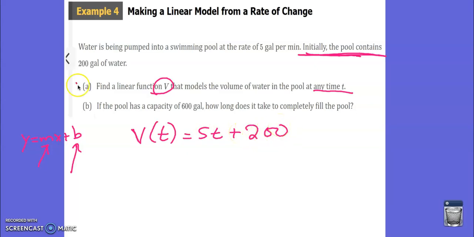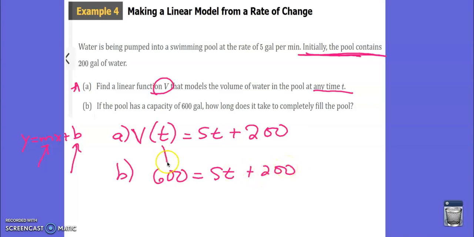So find a linear function, that is letter A. Letter B says if the pool has a capacity of 600 gallons, we basically want to know the maximum, which is 600. We want to find the amount of time it will take to fill it up. So we set it equal to 600 and solve, and we end up getting 80. Notice it takes 80 minutes to fill the pool up with water at that rate.